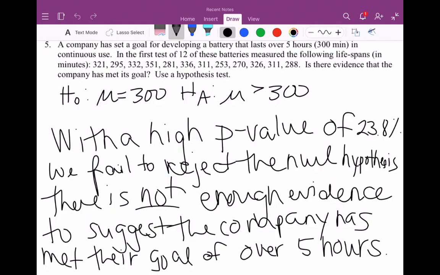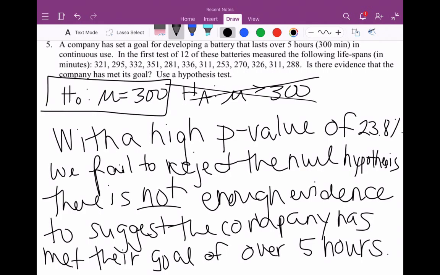Our conclusion is: with a high p-value of 23.8%, we failed to reject the null hypothesis. This means that we are not finding in favor of our alternative. We are indeed finding in favor of our null; we're retaining our null hypothesis. So there is not enough evidence to suggest that the company has met their goal of over 5 hours.